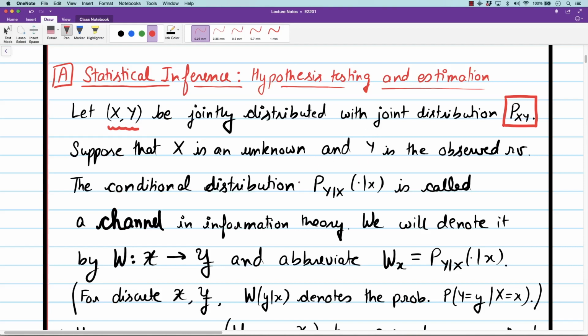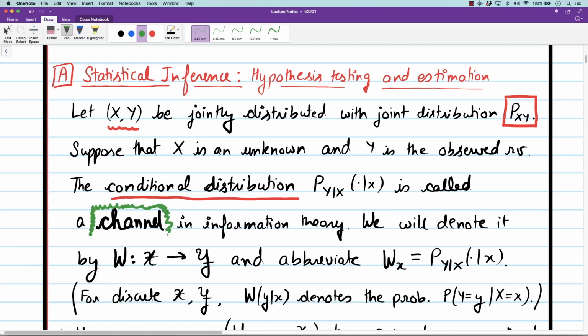Before we proceed, we have to put down some basic notation. We have to bring in this notion of conditional distribution, p of y given x. It's the distribution of y once you condition on x. Remember, x is your unknown and y is your observed random variable. This distribution has a special name in information theory. It's often called a channel.